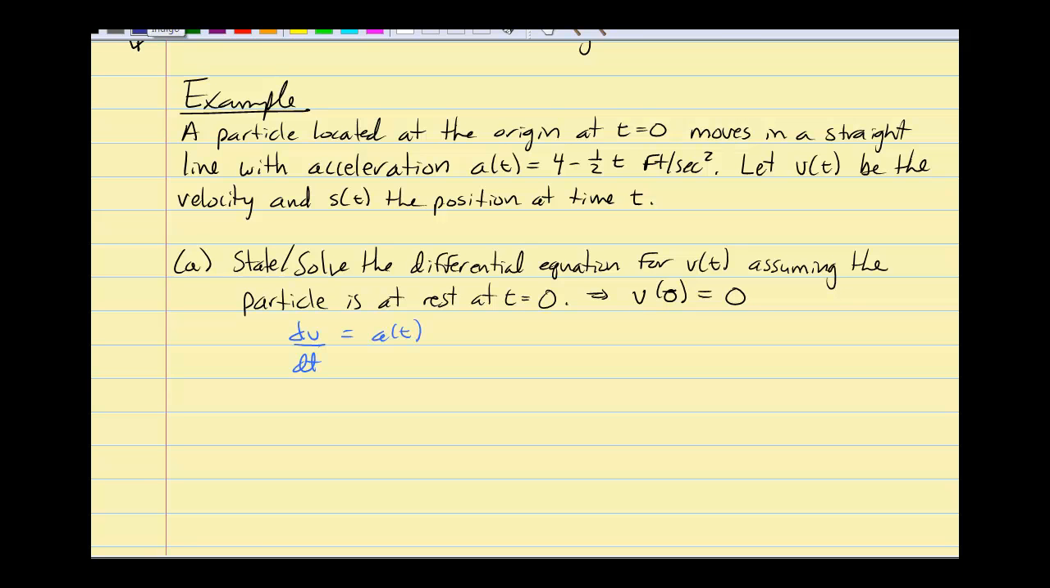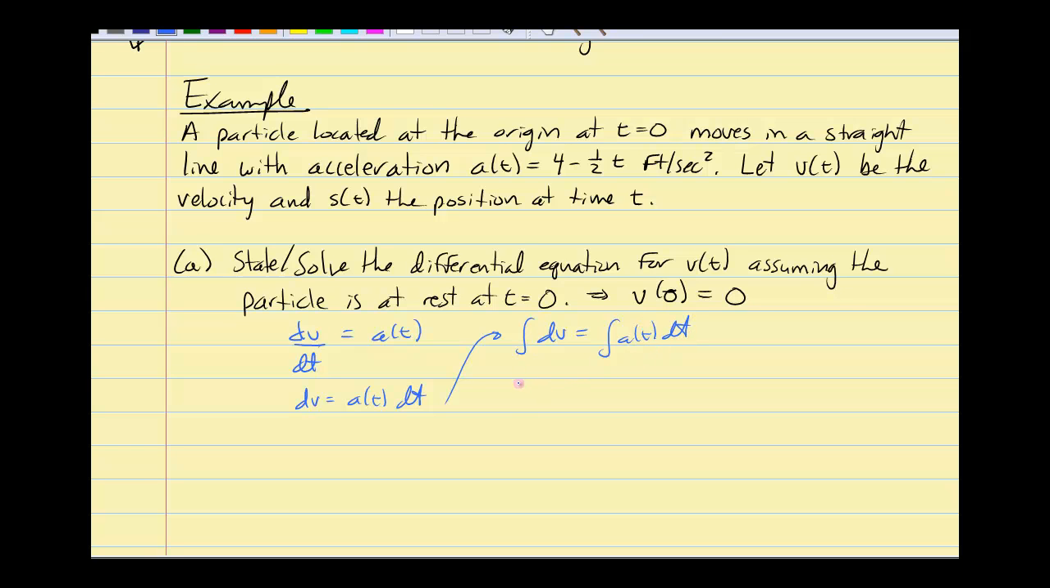The differential equation goes back to the derivative of velocity, dv dt, is equal to acceleration. We would solve both sides here for the derivative of velocity, dv, and I'd get a of t dt. Then we could integrate both sides, and I have the integral of dv is equal to the integral of a of t dt. Well, we already know what a of t is in this case.